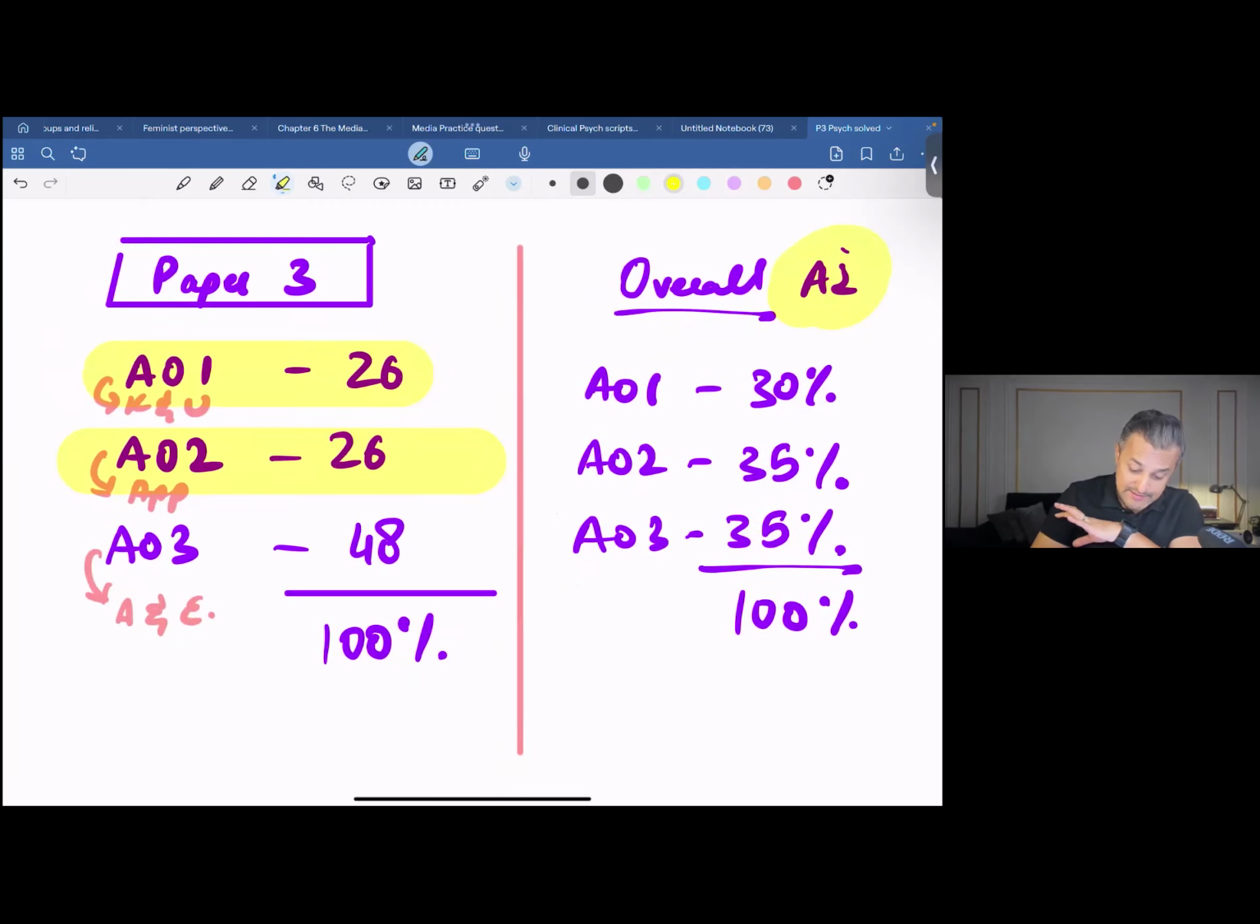See, this is 26%, 26%, 48%, 100% in total. Remember, your paper is of 60 marks. And right now we'll just be discussing 30 marks from the component clinical psychology.